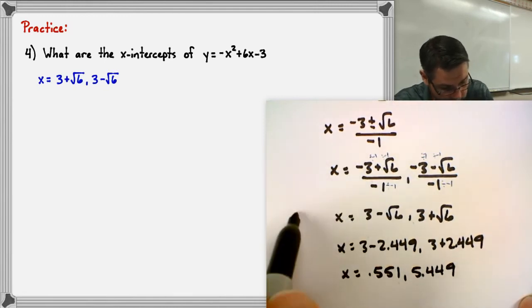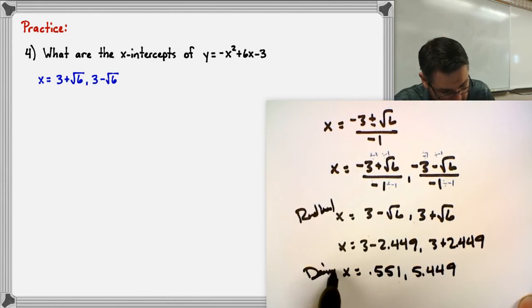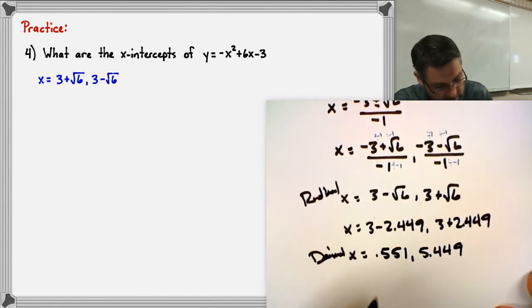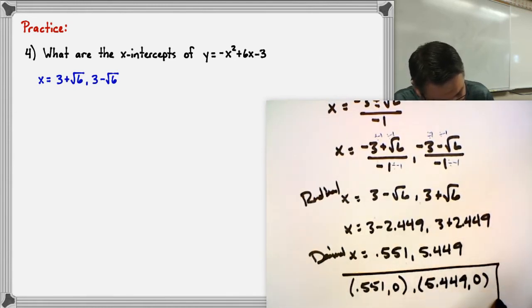So radical form, decimal form. Now, what are the x-intercepts? The x-intercepts would be written as 0.551, 0, and 5.449, 0. And that is the answer to this.